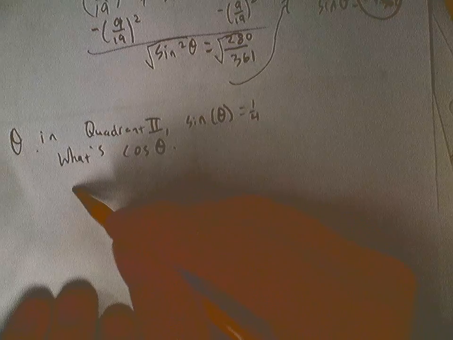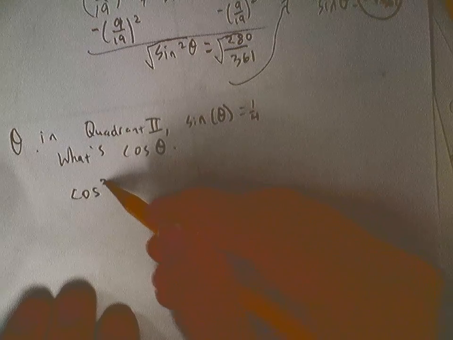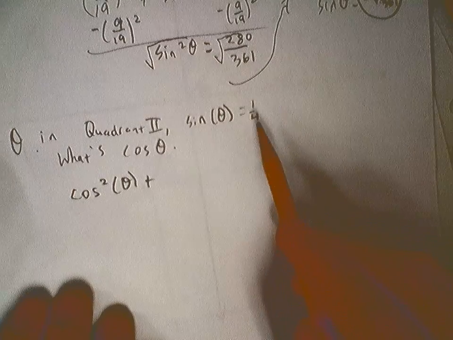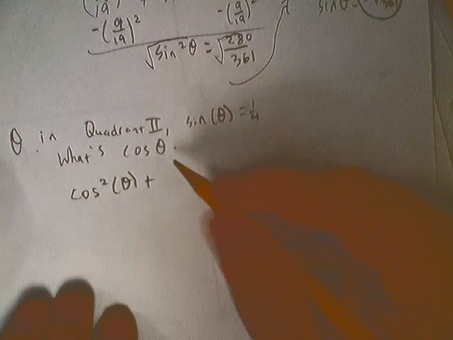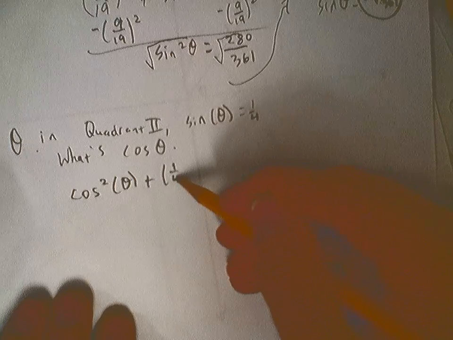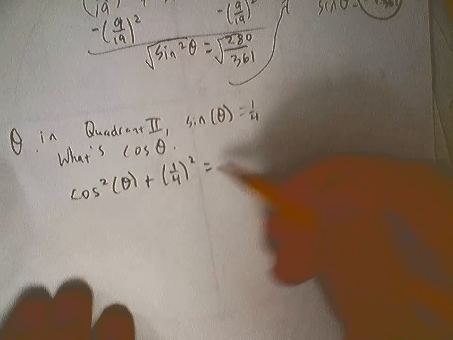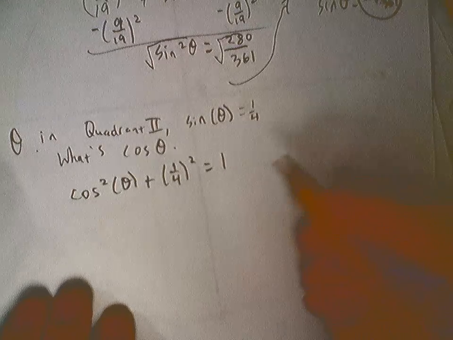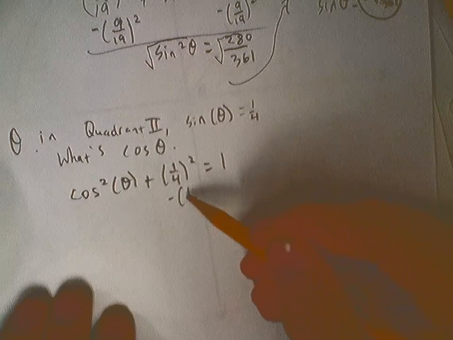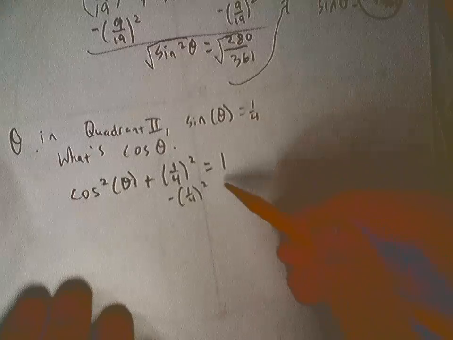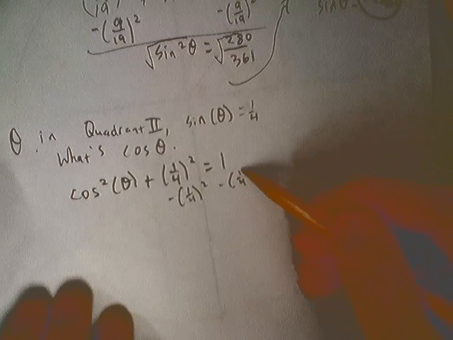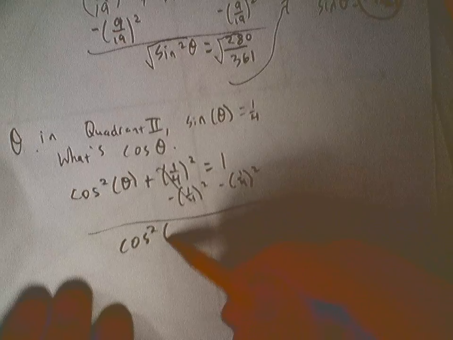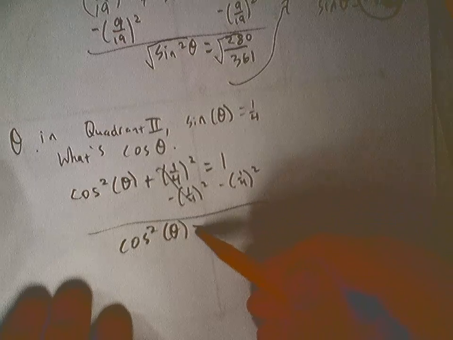So the first thing we're going to do is set up our Pythagorean identity. Cosine squared of theta plus, this time I know the sine value, and it's 1/4. So I'm going to do (1/4) squared equals 1. So I'm going to subtract (1/4) squared from both sides. So bring down my cosine of theta.